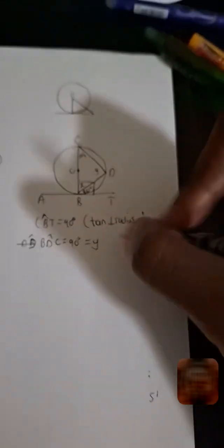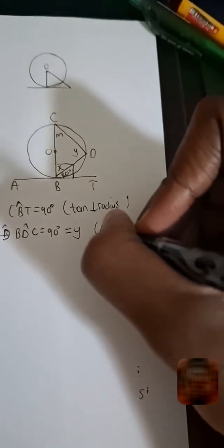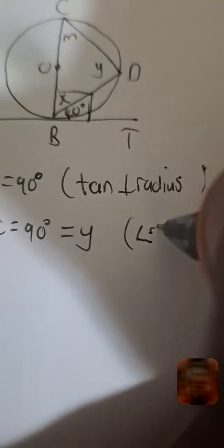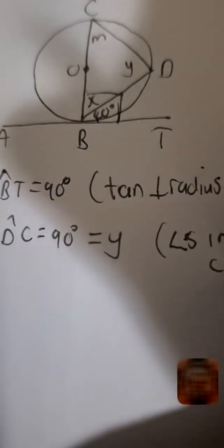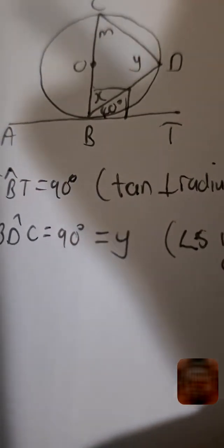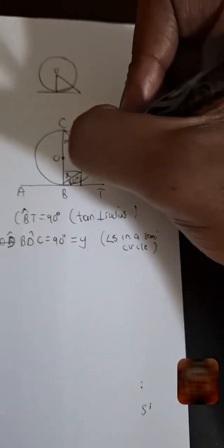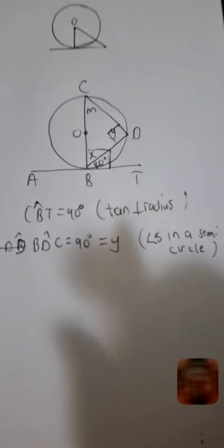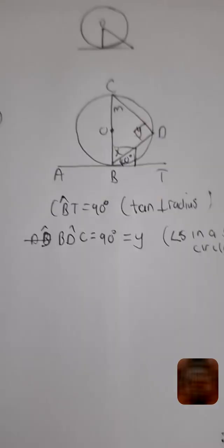The reason you said, I heard you: we officially say angles in a semicircle. That's how we state it, the acceptable reason we use. So we update there, that's 90. We are coming close. We need m and x now.